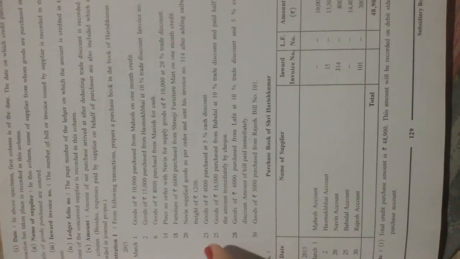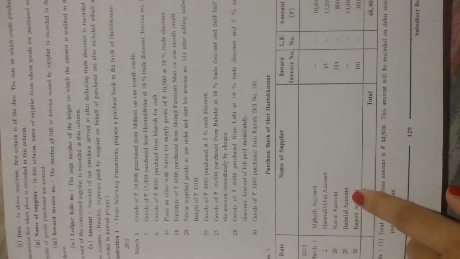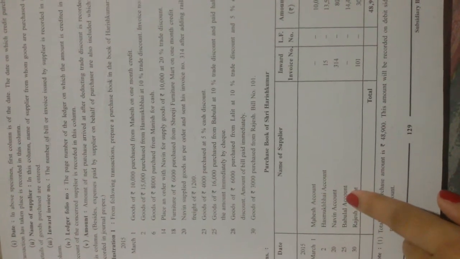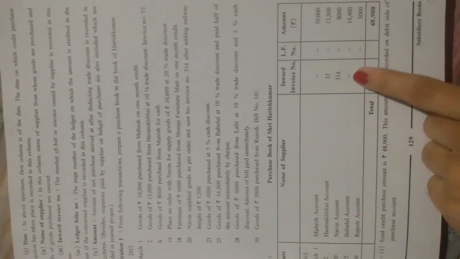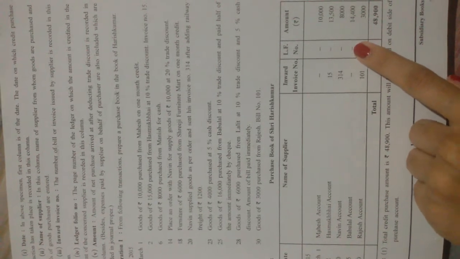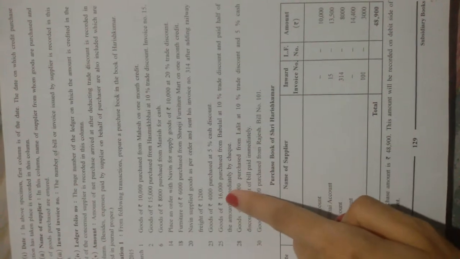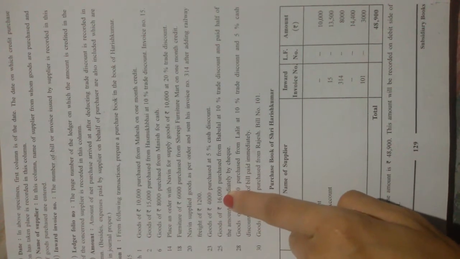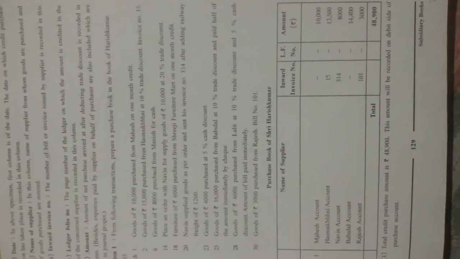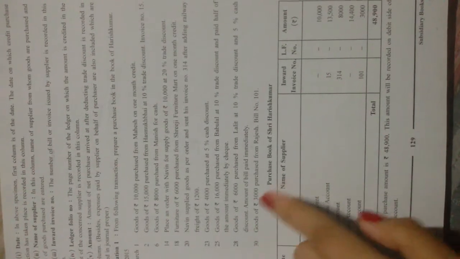So here Babu Lal is the supplier, so you have to write Babu Lal's account in the supplier column. Date would be 25, Babu Lal's account in the name of the supplier. Inward invoice number is not given, that's why you have to put dash. LF number, obviously it would be dash. Again first you have to minus trade discount out of 16,000. You will get 14,400. That amount you have to write in the amount column.